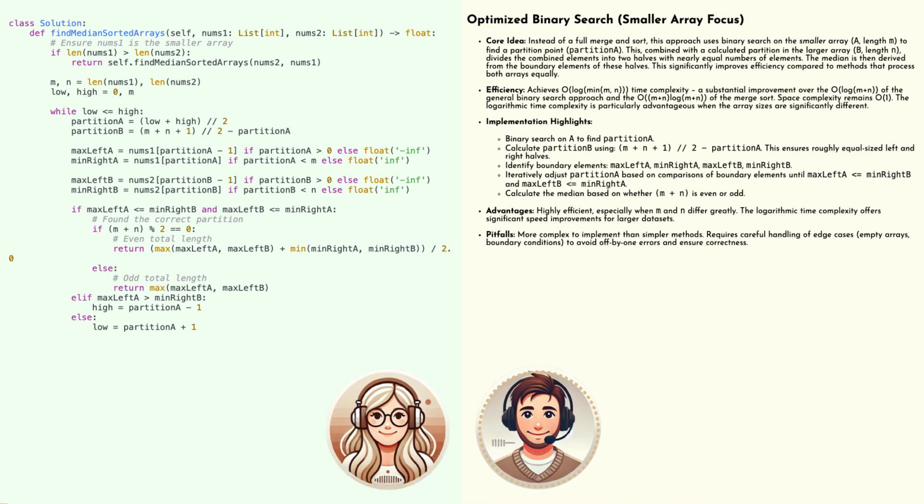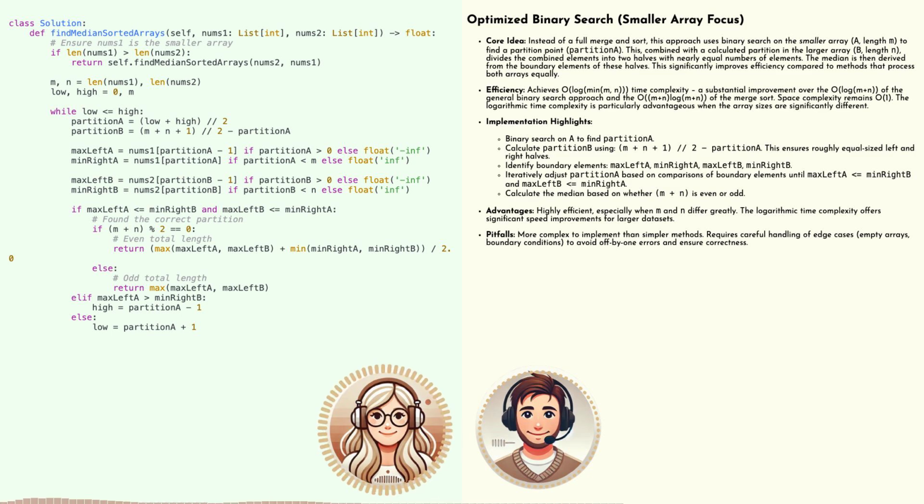You're absolutely right. By focusing on the smaller array, we reduce the time complexity to O(log(min(m, n))), where min(m, n) represents the size of the smaller array. So instead of halving the combined size with each step, we're halving the size of the smaller array. That's brilliant. But doesn't this make the implementation more complex? It seems like we're adding an extra step to figure out which array is smaller.